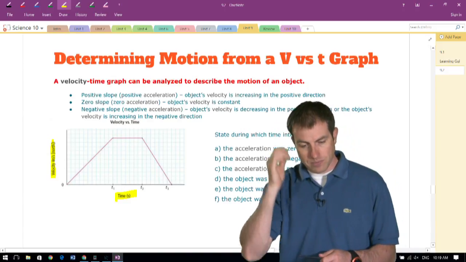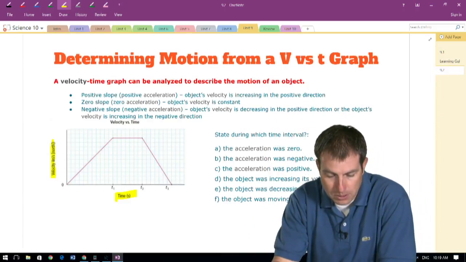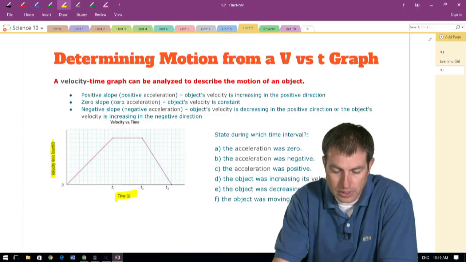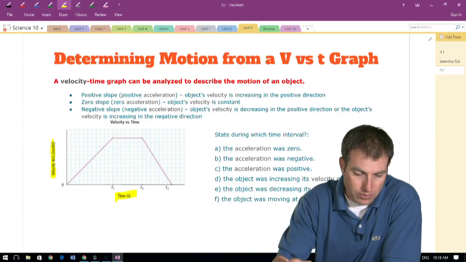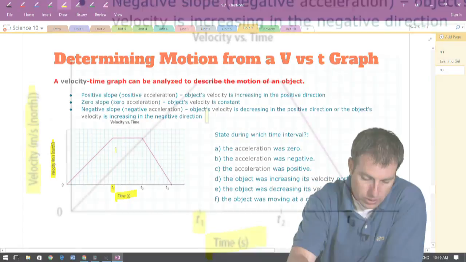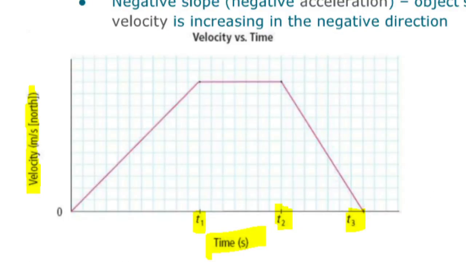All right, so state which time interval the acceleration was 0. So we have these times, time 1, time 2, time 3. In which time interval, after what time or time interval, is our acceleration 0? In what one are we not speeding up or slowing down? Remember, slowing down is just negative acceleration. What do we think?